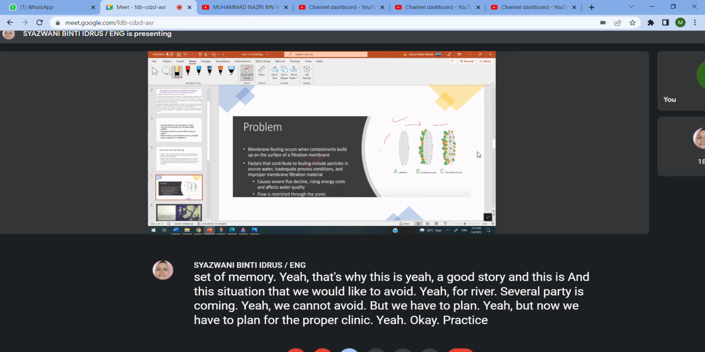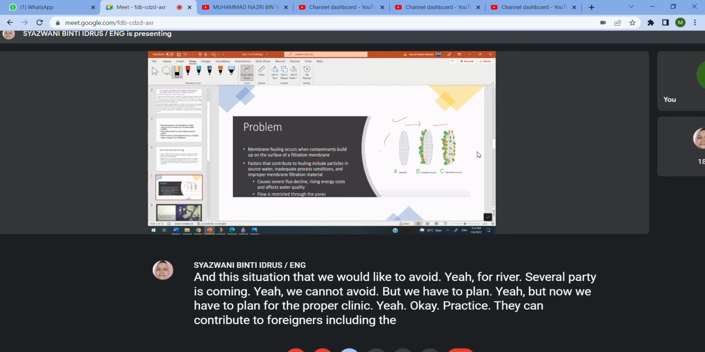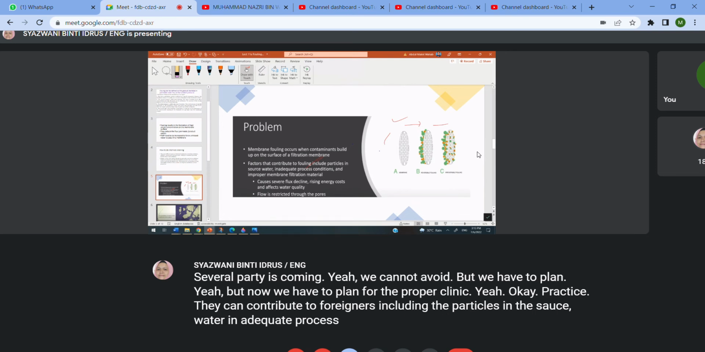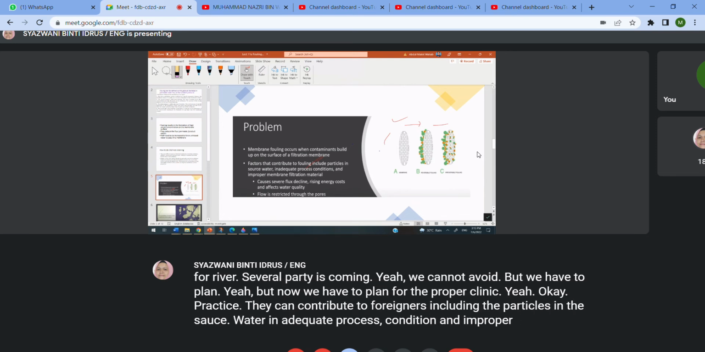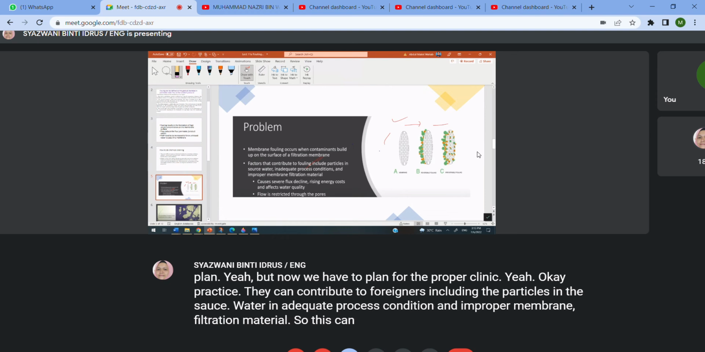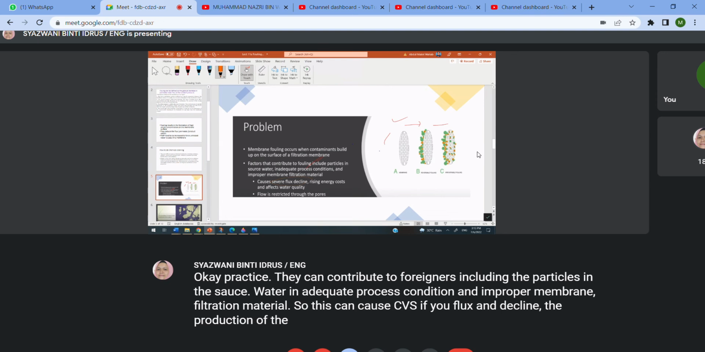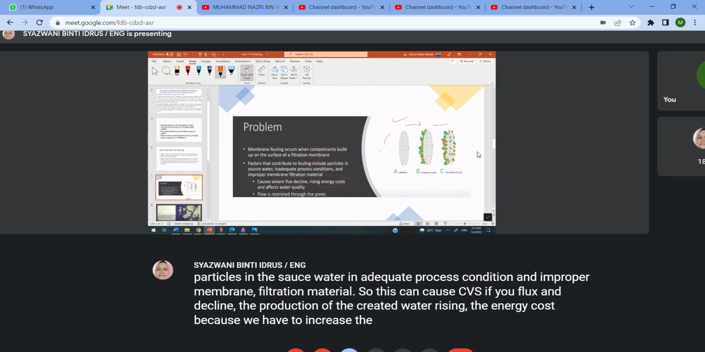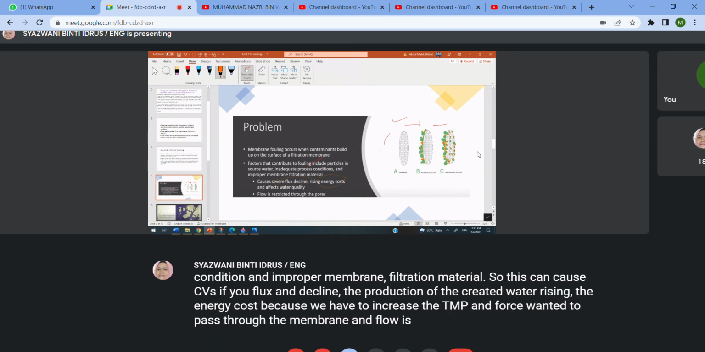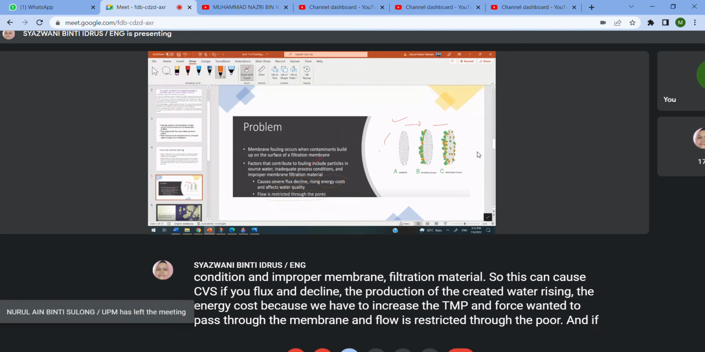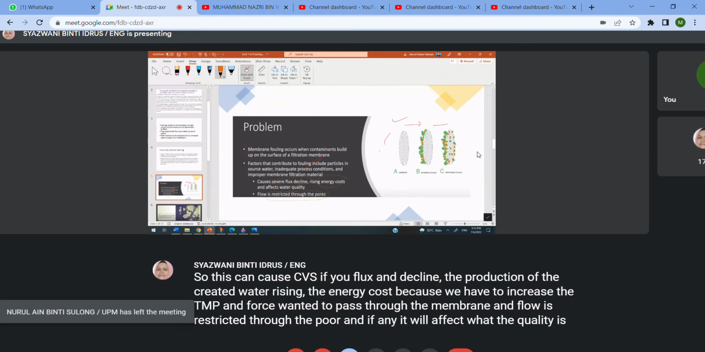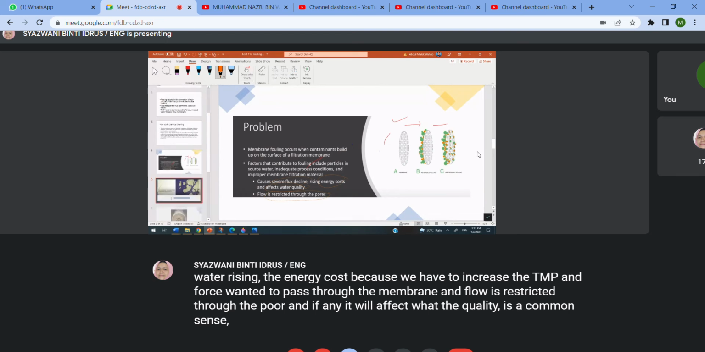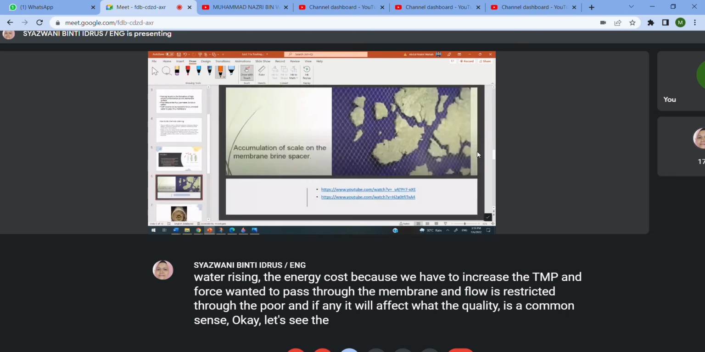Okay, factors that can contribute to fouling include the particles in the source water, inadequate process condition, and improper membrane filtration material. So this can cause severe flux decline, reduced production of the treated water, and rising energy cost because we have to increase the TMP, and we force water to pass through the membrane, and flow is restricted through the pores, and definitely it will affect water quality. That is common sense.